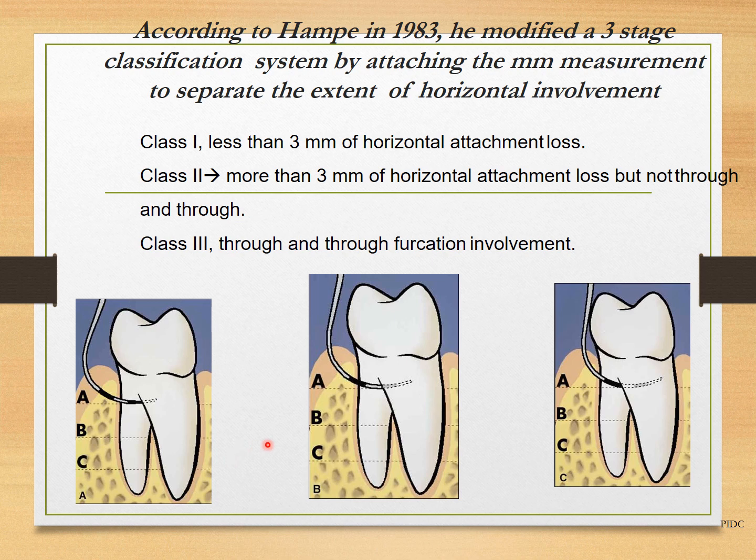And then another classification for furcation involvement, mainly depending upon the horizontal component, was given by Hamp in 1975. He modified a three-stage classification system, attaching a measurement to separate the extent of horizontal involvement. Here they have used a Nabers probe to identify the amount of horizontal involvement. You can see class 1 is only less than 3 mm, class 2 is more than 3 mm of horizontal attachment loss but not through and through, and class 3 is passing through and through. So it mainly involves the horizontal component.